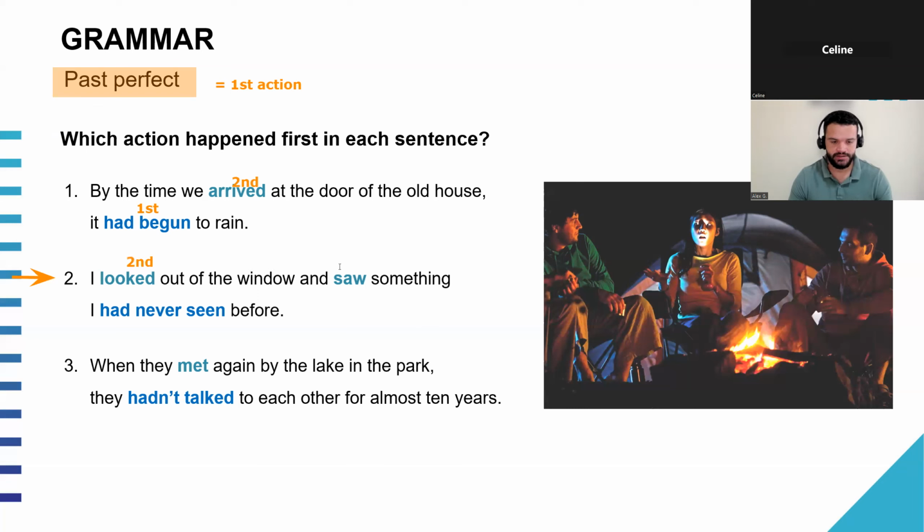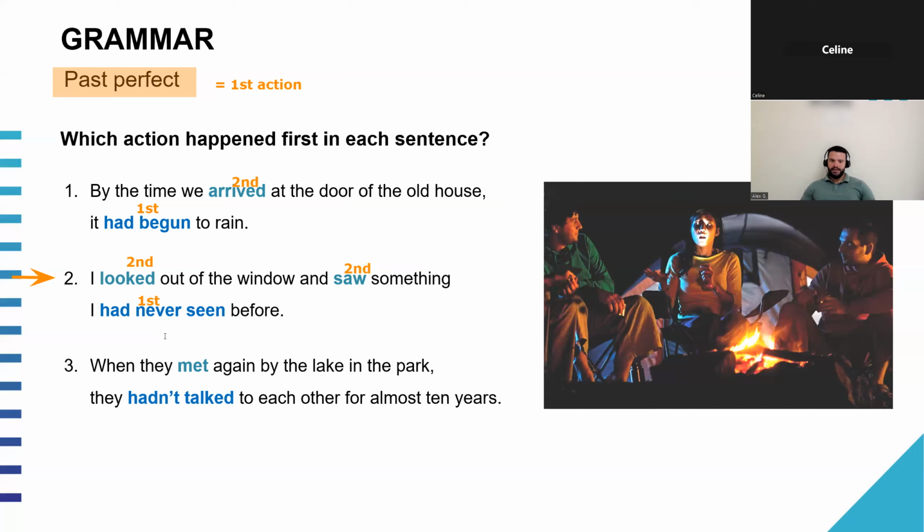And this is second. Or maybe it's third. Maybe it's fourth. It doesn't matter. But which one is first? Which one is first? I had never seen before. Excellent. This is the first action. Very good. Number 3. I'll read number 3 for you, Celine.